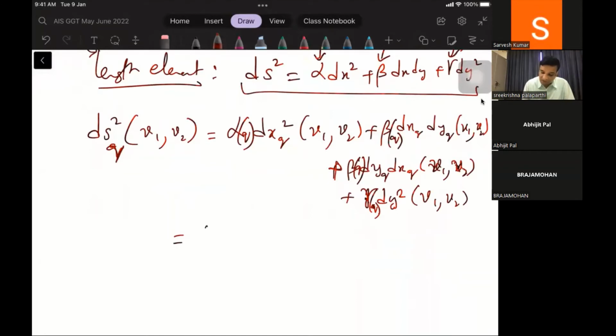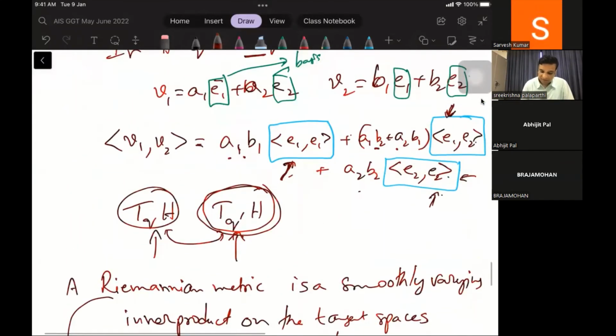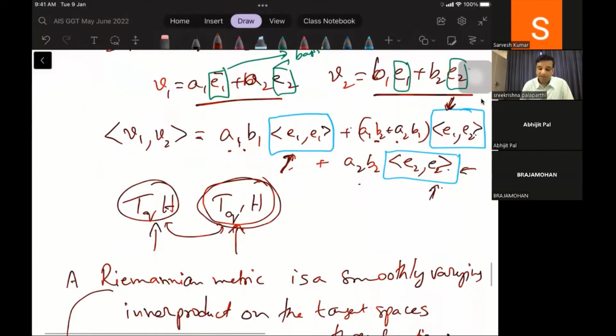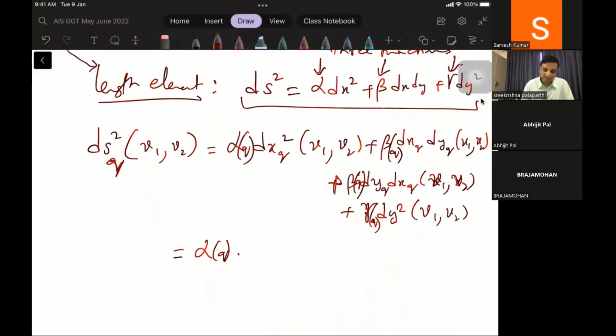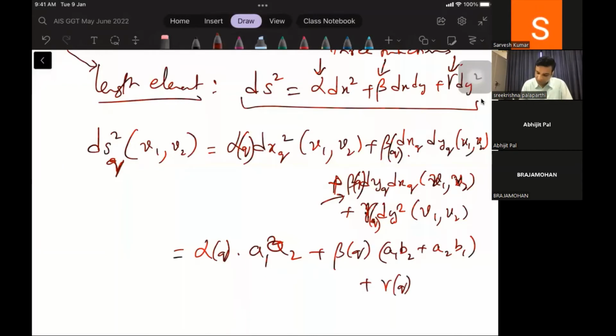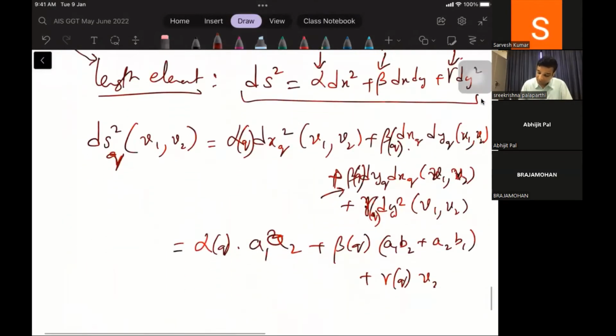So this gives me alpha of q times dx_q squared acting on v1, v2. If I take these particular vectors v1, v2, dx acting on a1 e1 plus a2 e2, that's the definition of dx, so that symbol dx basically captures a1. So you get a1 times a2, plus beta of q: dx acts on v1 to give you a1 and dy acts on v2 to give you the second component, plus, likewise from this term you get a2 and v1, etc.